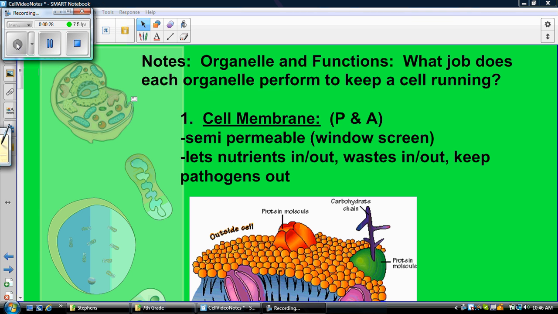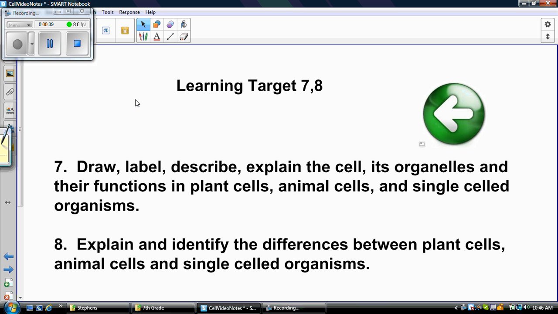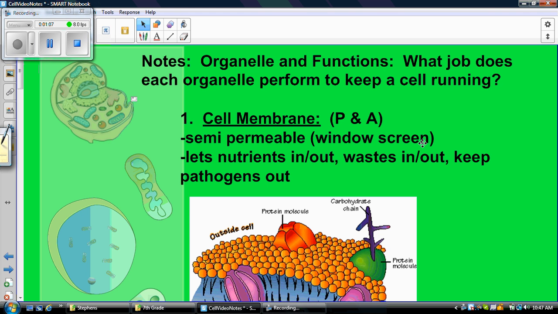So our essential question for the day is, what job or function does each organelle inside a cell perform to keep a cell running? Okay, so this goes with learning targets 7 and 8. Learning target 7, you will be able to draw, label, and I apologize, that's misspelled, describe, explain the cell, its organelles, and their functions in plant cells, animal cells, and single-celled organisms, because they're going to be a little bit different. You're also going to be able to explain the differences between plant and animal cells and single-celled organisms. So those are our learning targets for this section of notes.